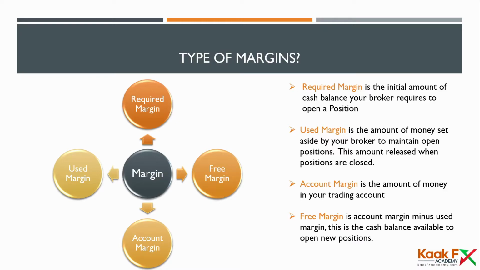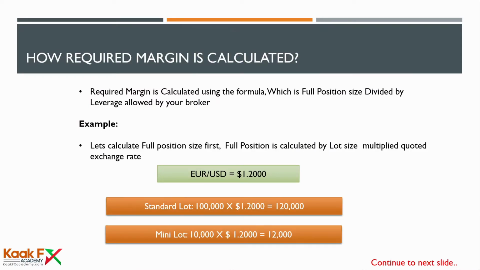Okay, don't be confused by the terminology here. We're going to take a look at how required margin is calculated, what is used margin, what is account margin, and what is free margin in detail, and how they show up in MT4 as well. The most important terminology, if you ask me, is the required margin and the free margin. Because when you want to open up a position, you want to know what is required by your broker, and you also want to know how much is free in your account.